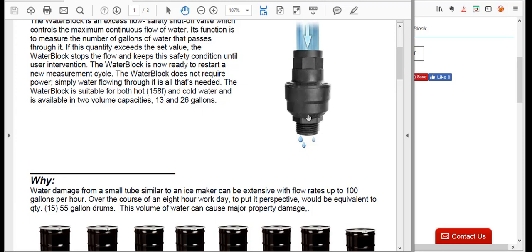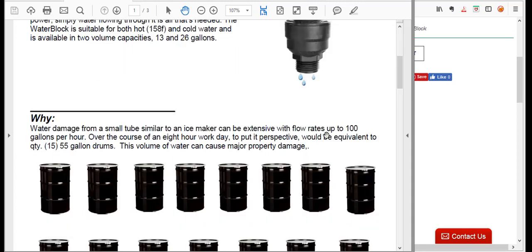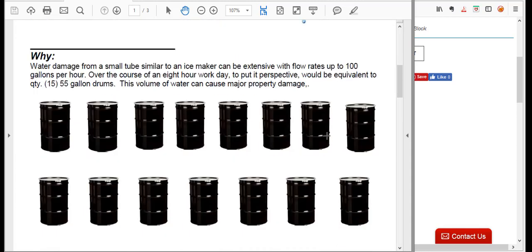gallons. Water damage from a small tube similar to an ice maker can be extensive with flow rates up to 100 gallons per hour. For example, over the course of an 8-hour workday, to put it in perspective, would be equivalent to a quantity of 15 55-gallon drums.